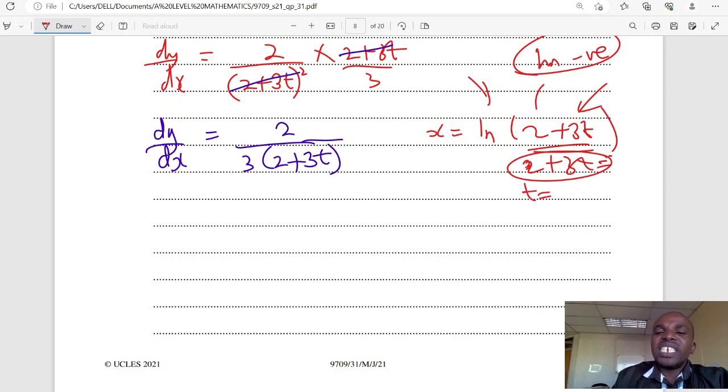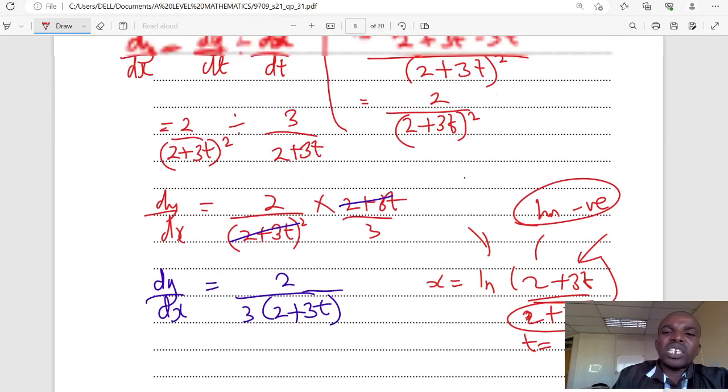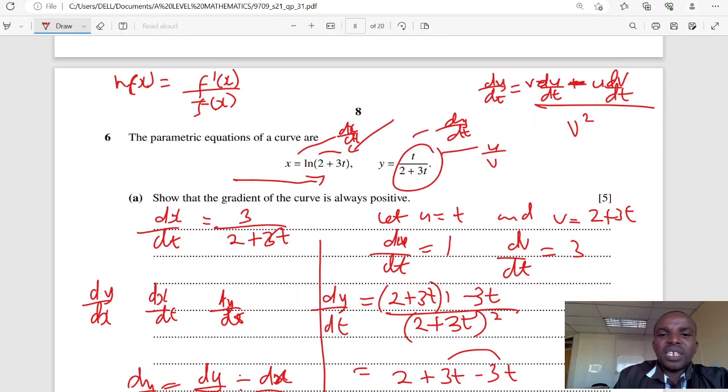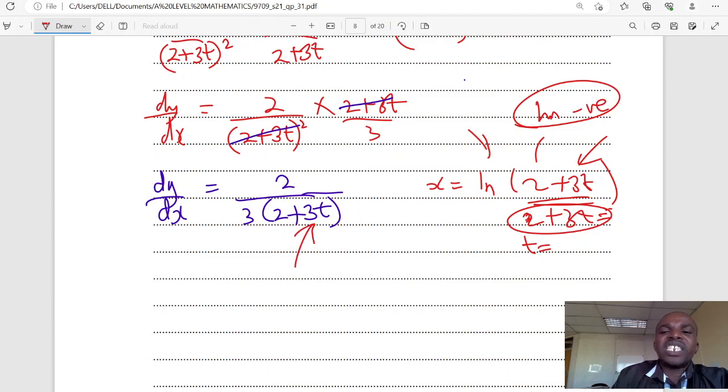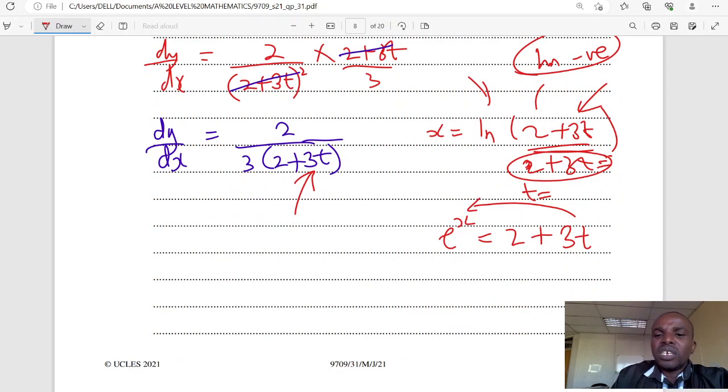So in this case, since t cannot be a number that will give you the ln of a negative, what does it mean? If you check up here, x is equal to ln of 2 plus 3t. So what are the values that t can take? You can say e to the power x is 2 plus 3t, right? So t in this case must not give you the ln of a negative number. So if you check here, 2 plus 3t, the least possible number in this case is 0.